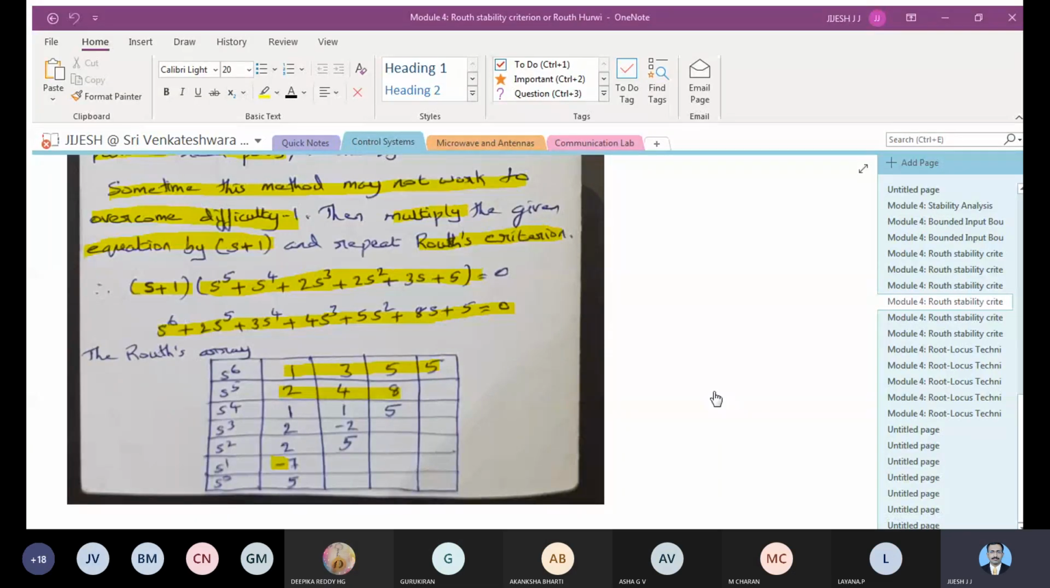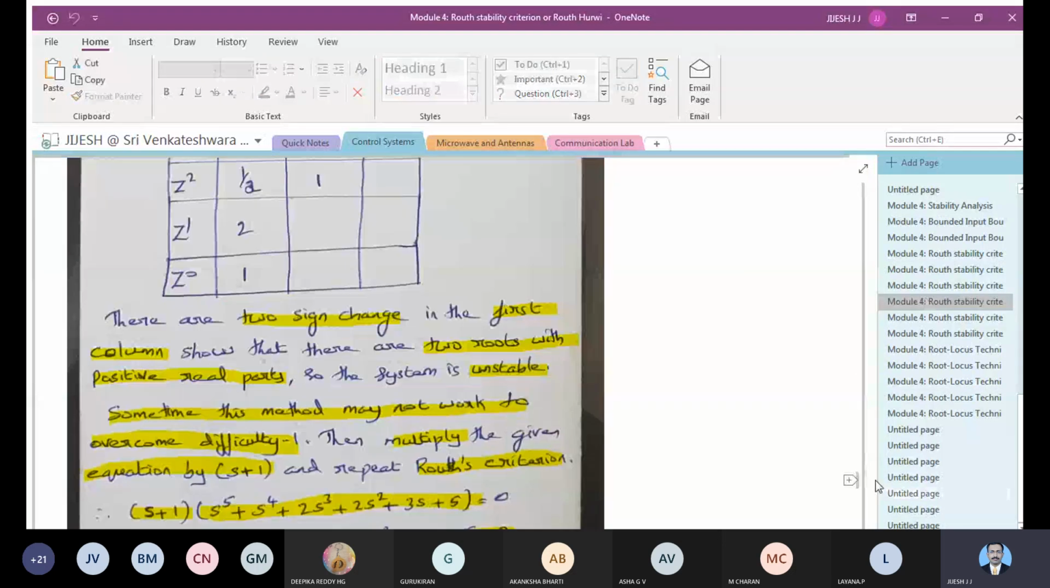Good afternoon to everyone. We have been discussing in the previous class about root stability criteria. We will be continuing that. We have seen one of the difficulties till date. I will just brief you through that and we'll continue so that you get a continuity for the problem.